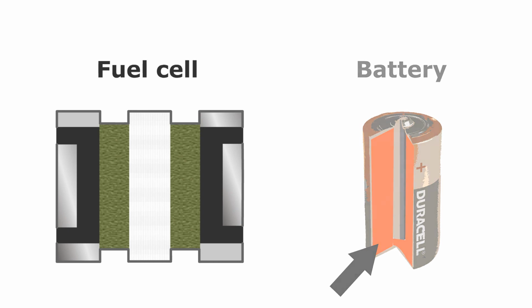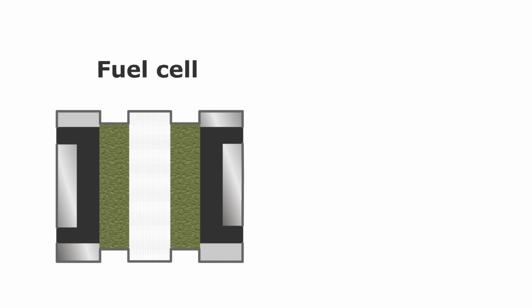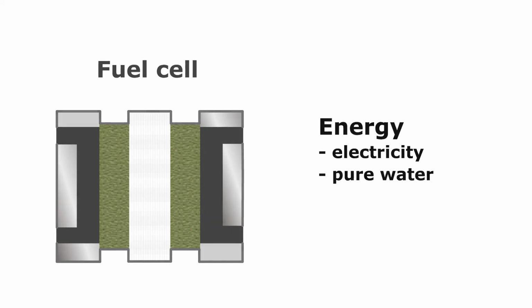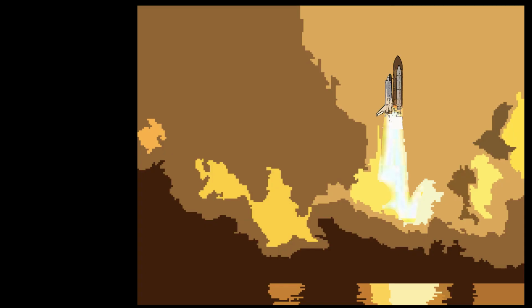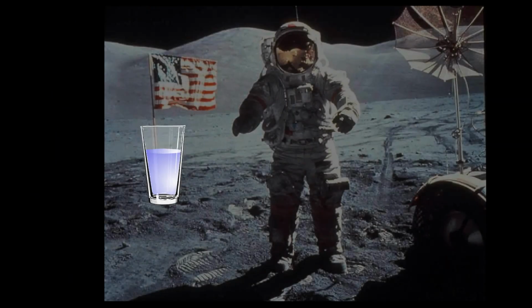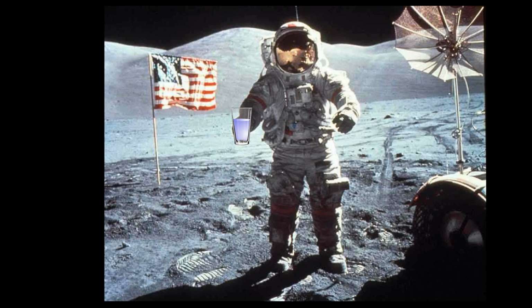Everything that emerges from a fuel cell is energy in the form of electricity and clean water. In fact, fuel cells in spacecraft are used to produce drinking water for the astronauts in addition to electricity.